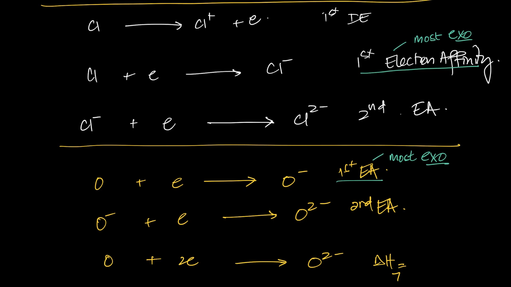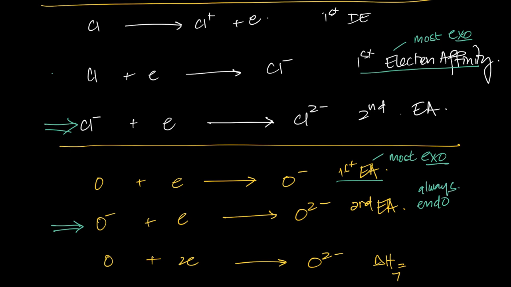But once you have gained one electron, what you need to remember is that second electron affinities, like this one and this one, these two equations, are the second electron affinities. And these are both going to be endothermic. So second electron affinities, or subsequent electron affinities, are always endothermic.